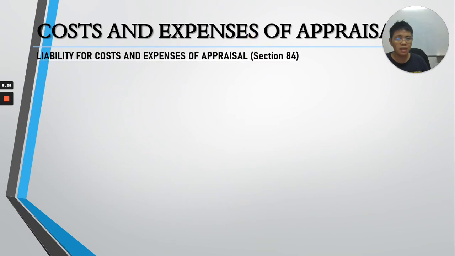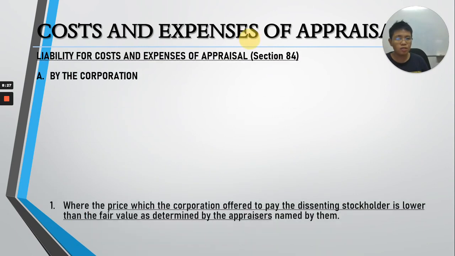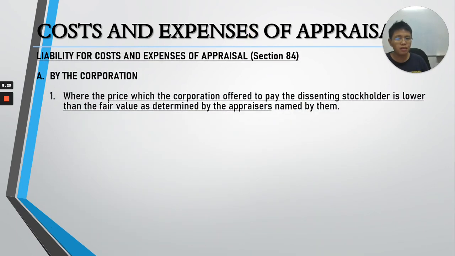Sino ba ang nagbabayad? Under Section 84, the corporation will pay if the price offered by the corporation is lower than the fair value as determined by the appraisers. So, sabi ng corporation, kay dissenting stockholder, we are offering 100 pesos per share. Tapos si dissenting stockholder, malamang hindi siya pumayag. Tapos, syempre, pagka hindi pumayag, eto na, pasok na yung mga appraisers na ganyan.